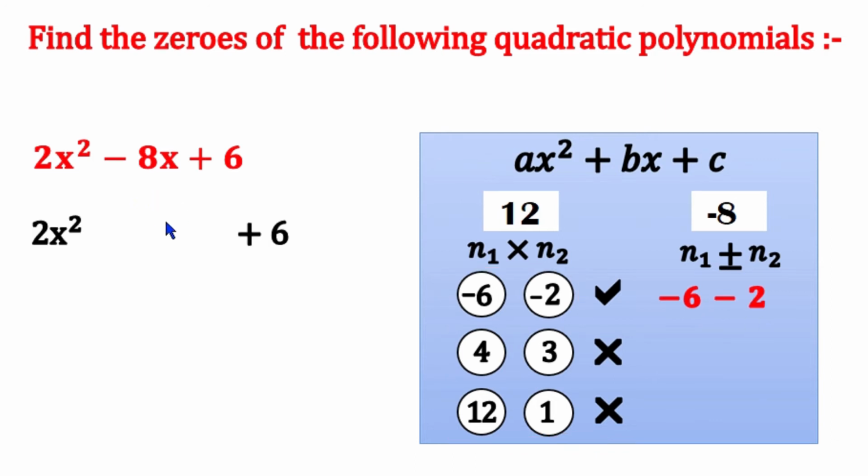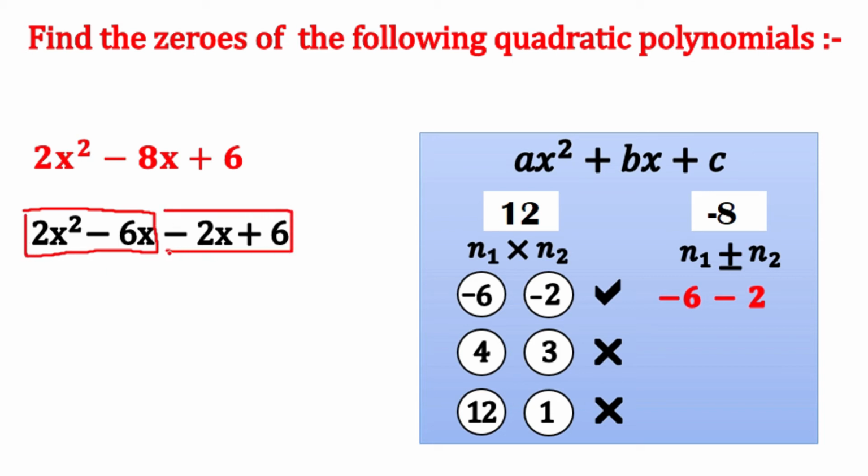In the first step, we will split the middle term, that is, replace the middle term with −6x and −2x. After that, we will make groups. The first and second terms will be in the first group and the third and fourth terms will be in the second group. What is common in the first two terms? If we take 2x as common, in the first term x remains, and in the second term −3 remains.